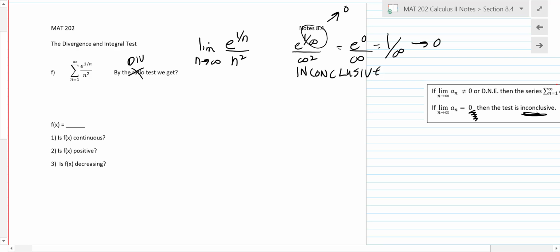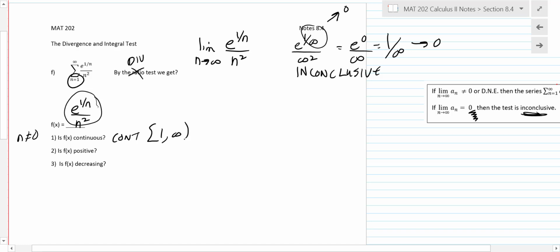All right, so now let's look at our function. So we have e to the 1 over n, all over n squared, okay? Is this function always continuous? Now, n can't be 0, right? But does that matter? No. How come? The series starts at 1, okay? So we're good there. We are continuous from 1 to infinity. That's all we care about, okay? So we're good there.